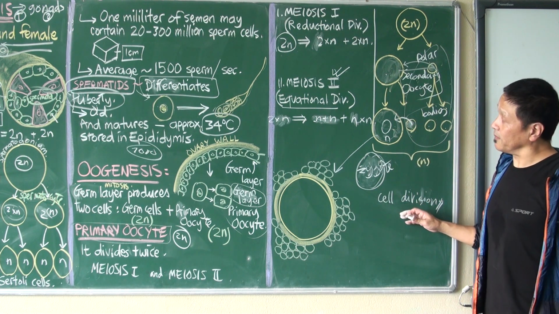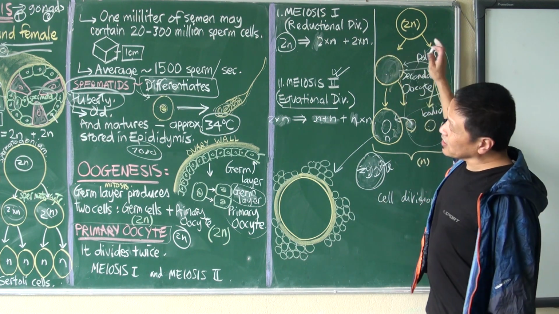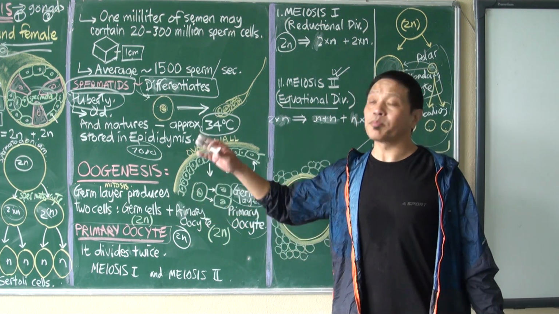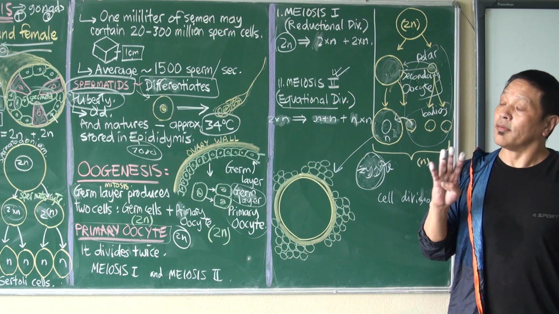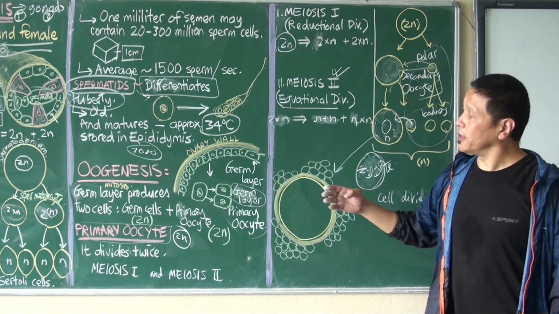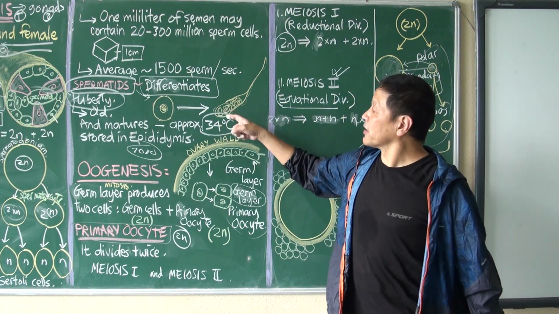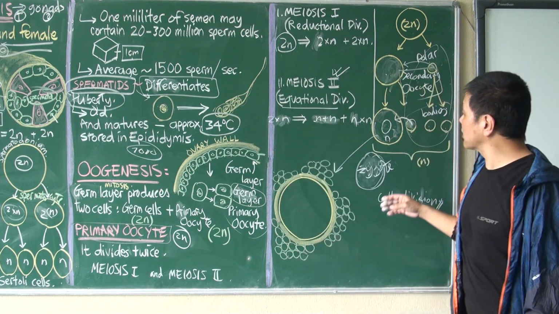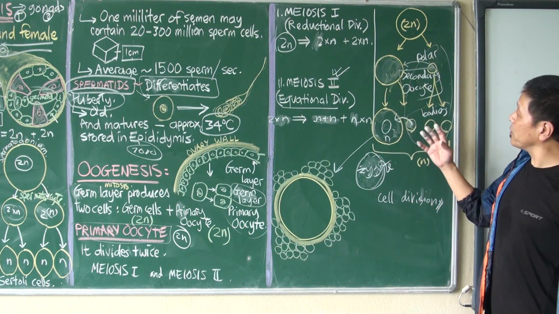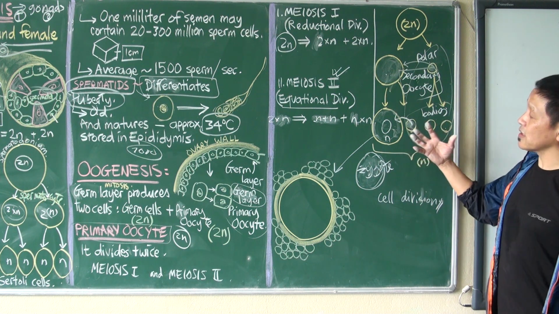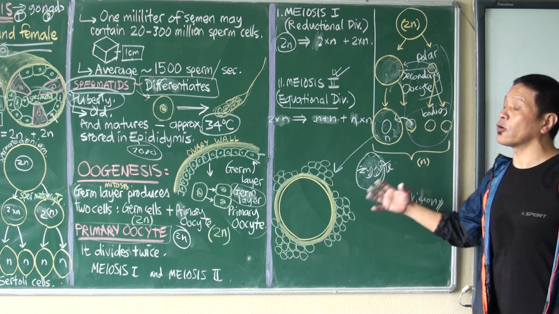So once again, there's a little difference in oogenesis and spermatogenesis. Spermatogenesis produces four viable sperm cells, which differentiate into a cell containing the head, middle piece, and a long tail. Whereas in the case of oogenesis, it produces only one egg cell, which is very large, and it is immotile, meaning it cannot move on its own.